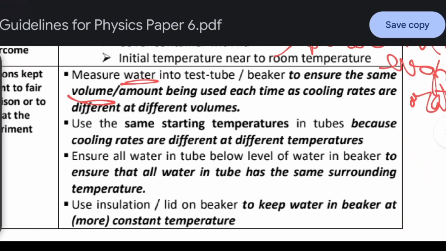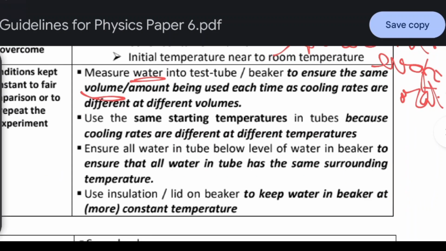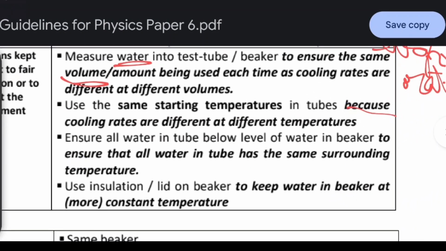Okay, then you use the same starting temperature because cooling rates are different at different temperatures. Same starting temperature, this is the reason. Please remember the reason because they usually ask that at different temperatures the cooling rates are different.